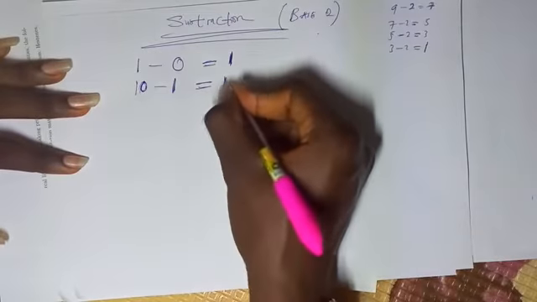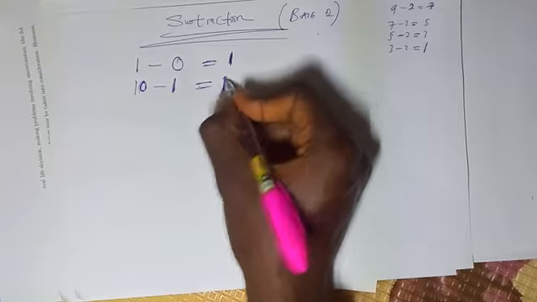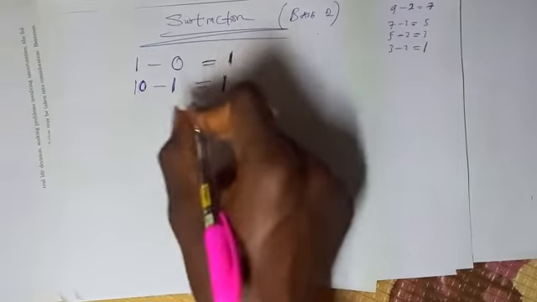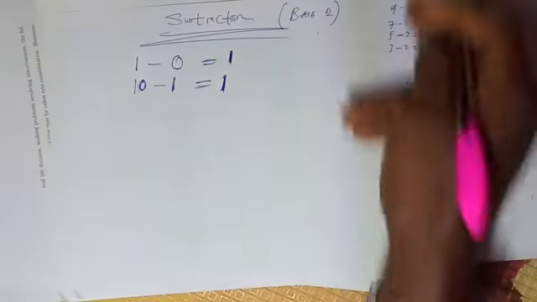So, I've sent a picture yesterday that you can check. Addition and subtraction, this thing is there. Go and check that image. 10 minus 1 is 1, and I've explained why it is 1.